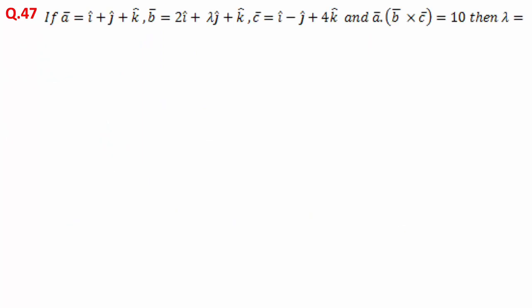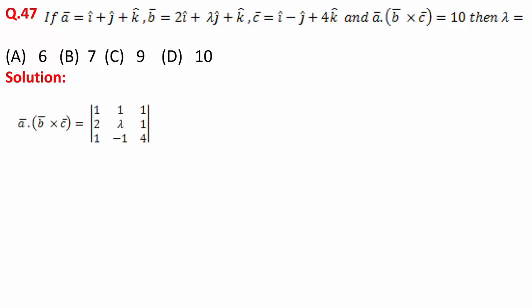If a bar equal to i plus j plus k, b bar equal to 2i plus lambda j plus k, c bar equal to i minus j plus 4k, and a dot b cross c equal to 10, then lambda is. Options are A 6, B 7, C 9, D 10.